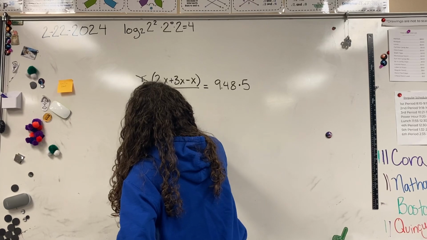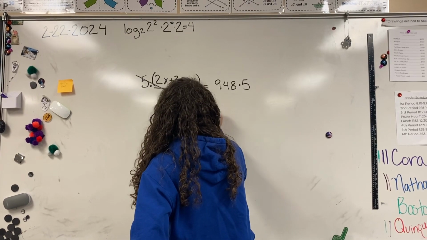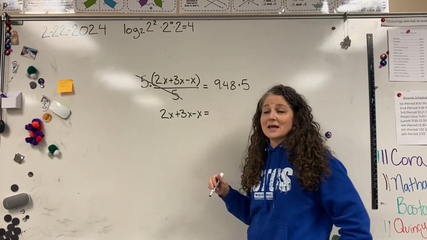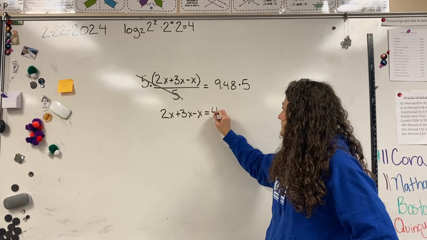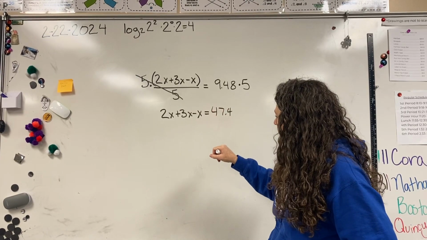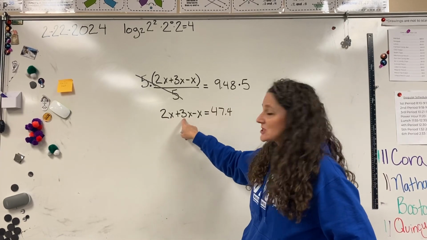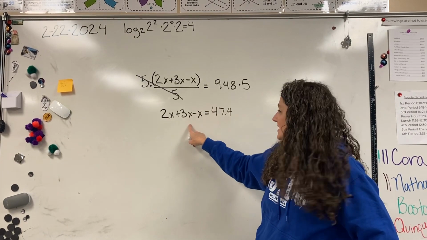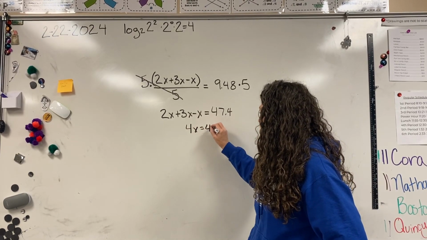So we have 2x plus 3x minus x. Coulter, what's 9.48 times 5? I cannot do that math in my head. 47.4. All right, let's do this over. Okay, I was worried about something. What's 2x plus 3x? 5x. Minus x is 4x. Then we have 4x equals 47.4.